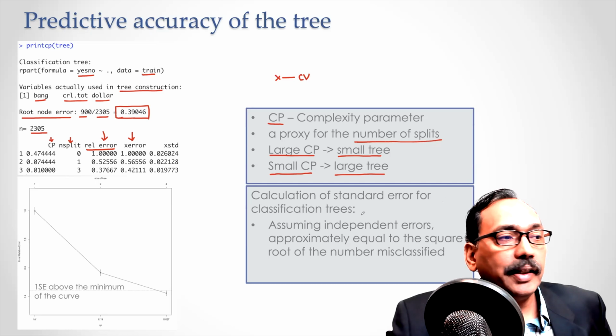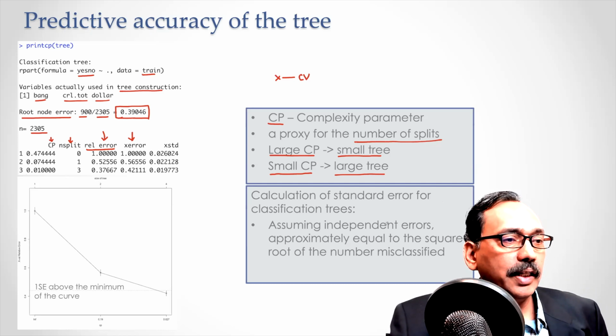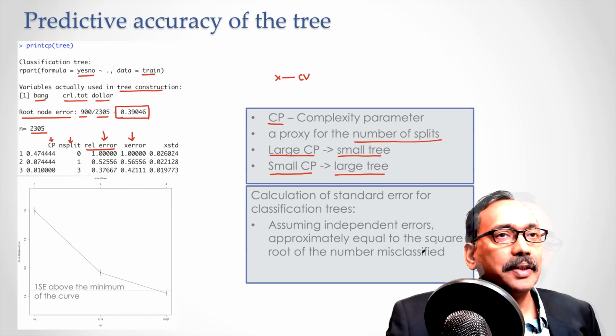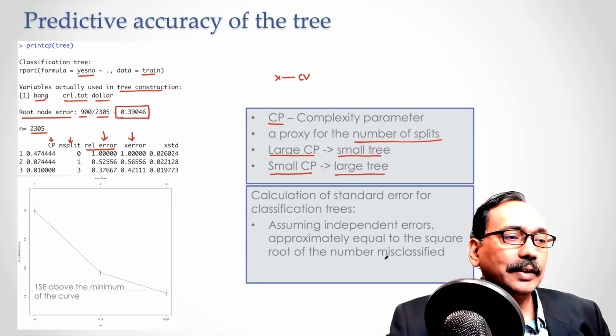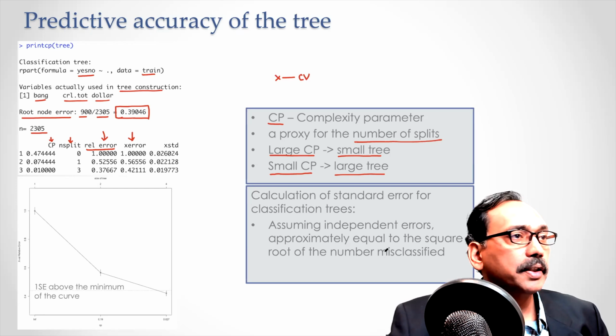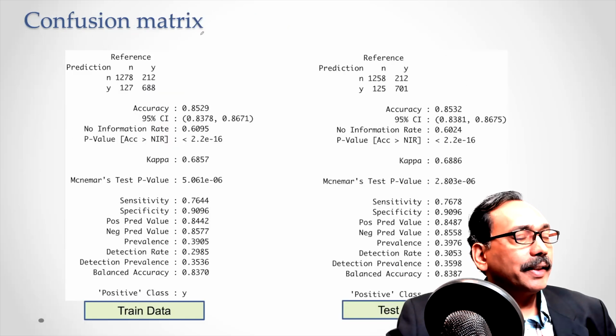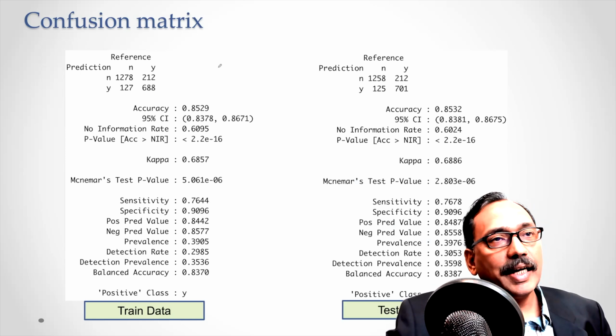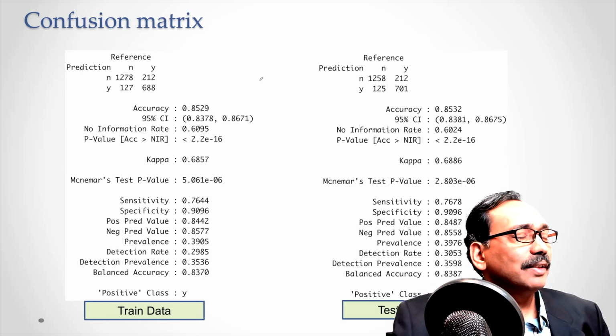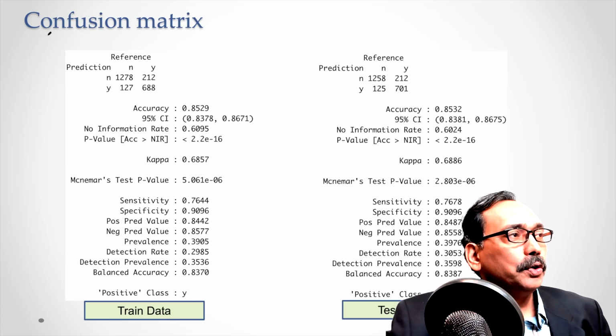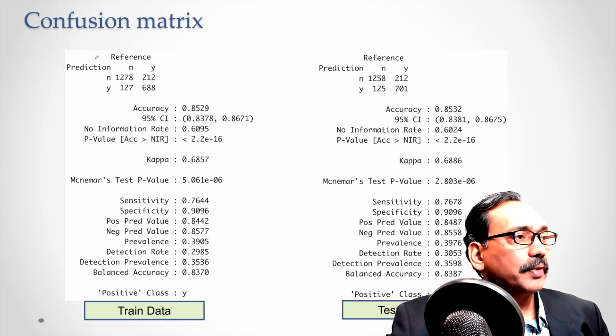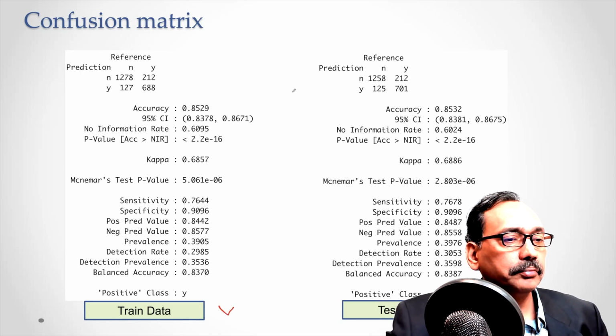So, calculation of standard error for classification trees. We assume independence of errors, and it is approximately equal to the square root of the number of misclassifications. So it is roughly the square root of the number of misclassifications. Now for a tree, we can create a confusion matrix just like what we did with the logistic regression model. Using the caret package and the confusionMatrix function, we can easily get this for training data as well as test data.